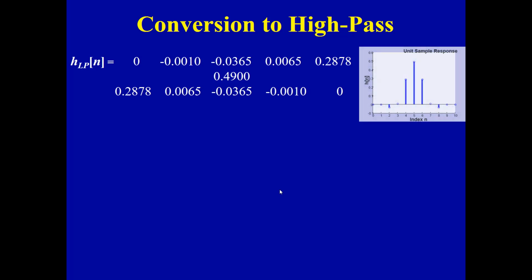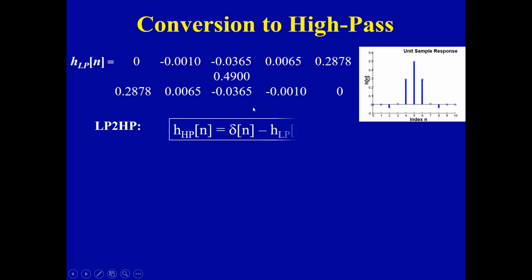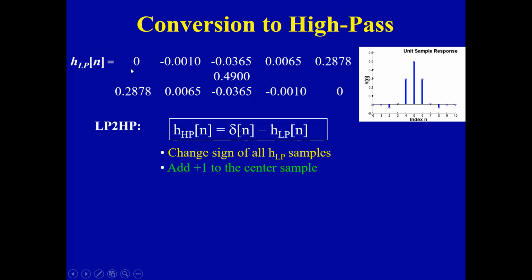Looking at that numerically, here are the sample values for our low-pass filter impulse response, where we have the first value here, the center value here, and the last value over here. And again, we have the symmetry that we expect, the even symmetry around the center point. To convert this to a high-pass filter with the same cutoff frequency, we're going to change the sign of all these different values and then add a 1 to just the center sample.